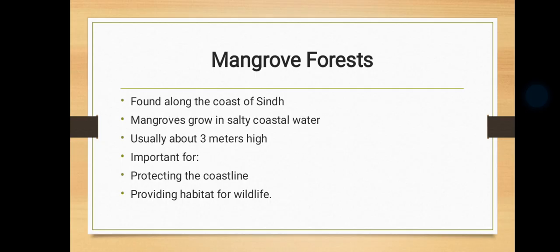And mangroves are extremely important for several reasons, like they protect the coastline from erosion and strong sea waves.